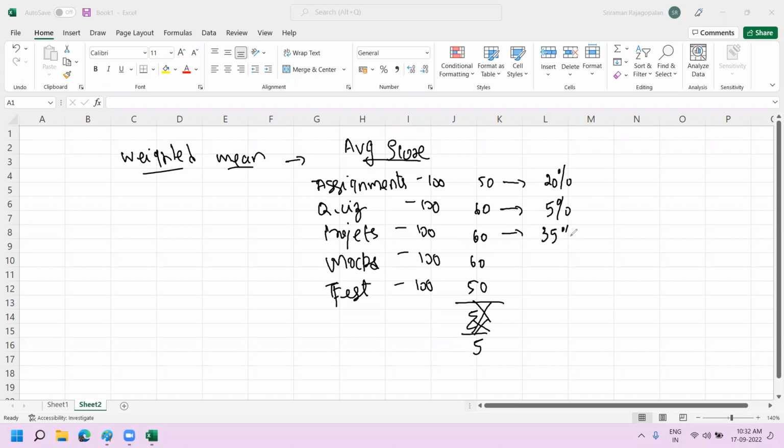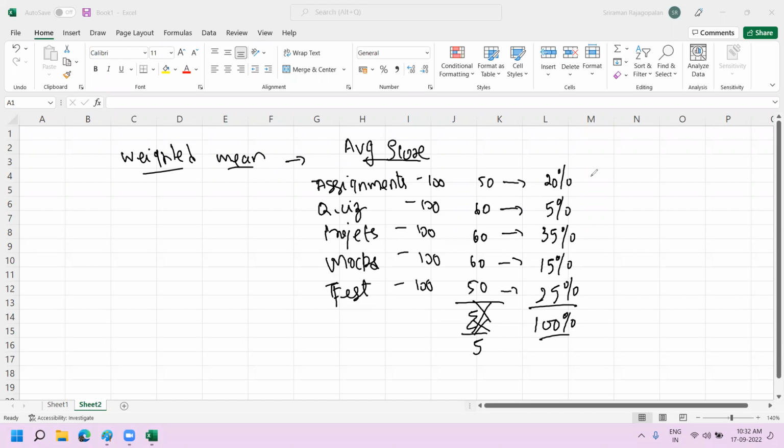35% of the total. So 35 plus 5, 40 plus 20, 60. So mocks will carry 15% weightage. So 75, and then test will carry 25% weightage. So this adds up to 100%. Okay, now this is going to be the average mark of the student.